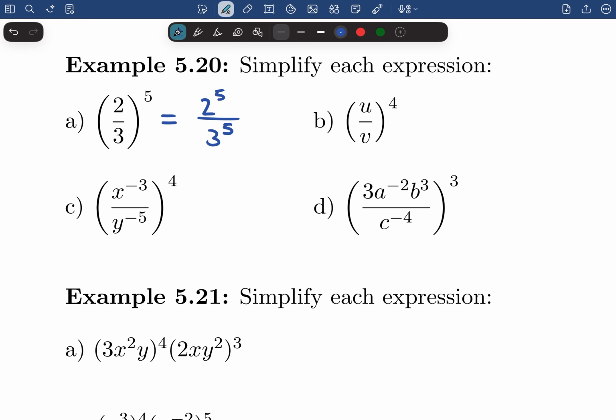Power of a quotient, I should say. Power of a quotient property. Okay, so looking at another example of this, if I saw u over v to the 4th, I could write that as u to the 4th divided by v to the 4th.